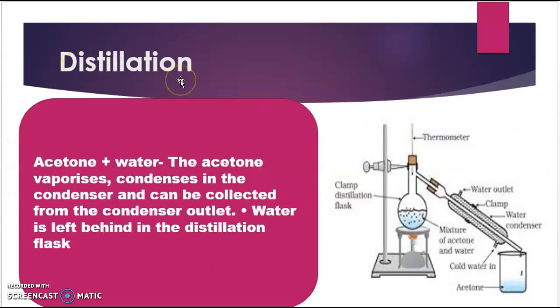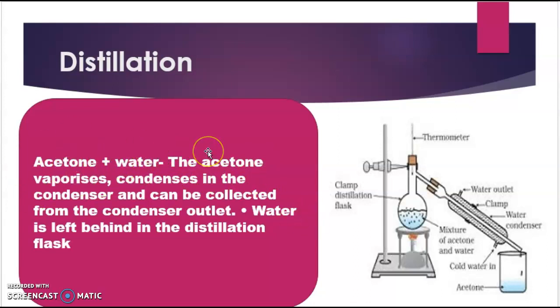Now fifth is distillation. What is distillation? It is a process of separating two or more miscible liquids from the mixture by using their selective boiling points, and then we do the condensation so that we can obtain the desired component. For example, if we take acetone and water, they form a miscible liquid. So how can we obtain acetone from this solution?